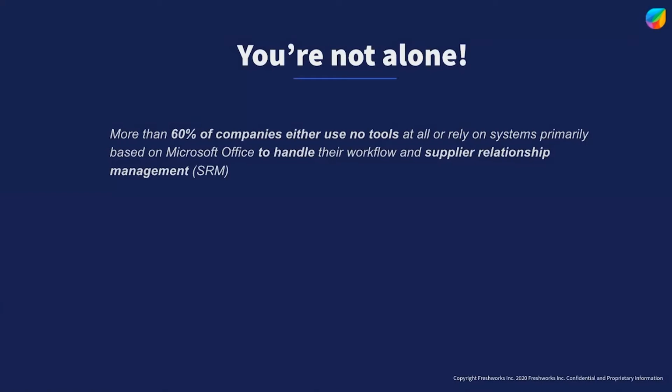Respondents to a procurement process survey say that 60% of the respondents either don't use any tool or they are dependent on a spreadsheet for tracking the purchase order requirements. So this clearly leads to process gaps, inefficiencies, and companies overspending on their IT budget.